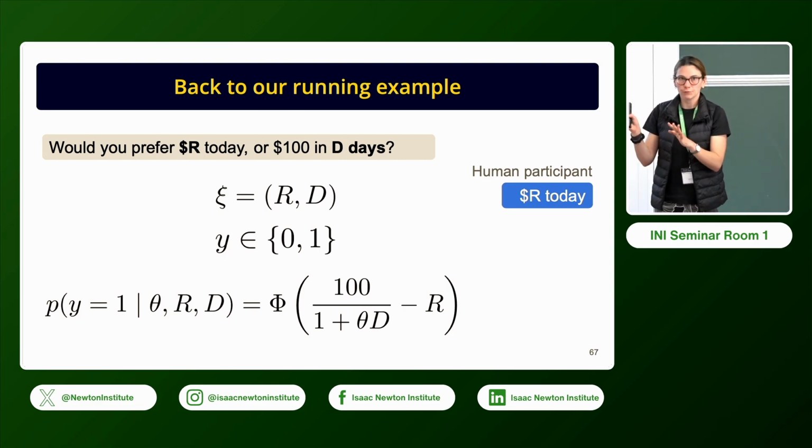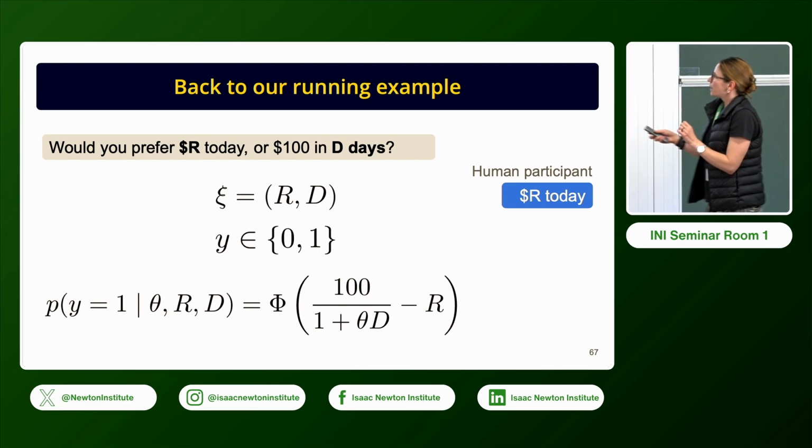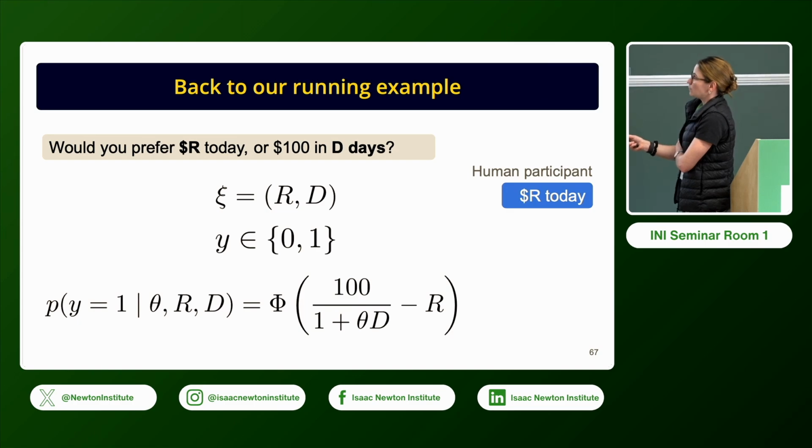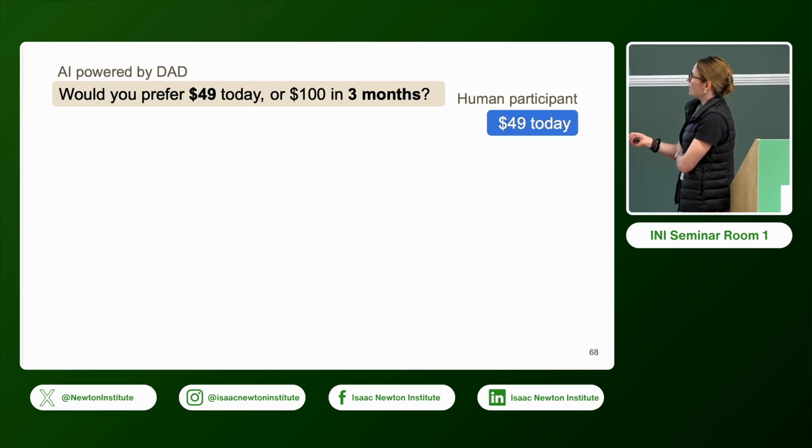Okay, so back to our running example. We have, right, do you prefer some money now or some money in the future? And now we have trained a little deep adaptive design network that takes the past data as an input and immediately outputs the next design, right? And this is how it goes.